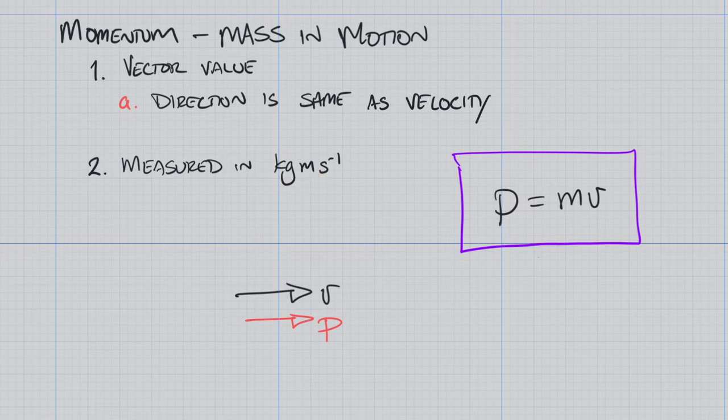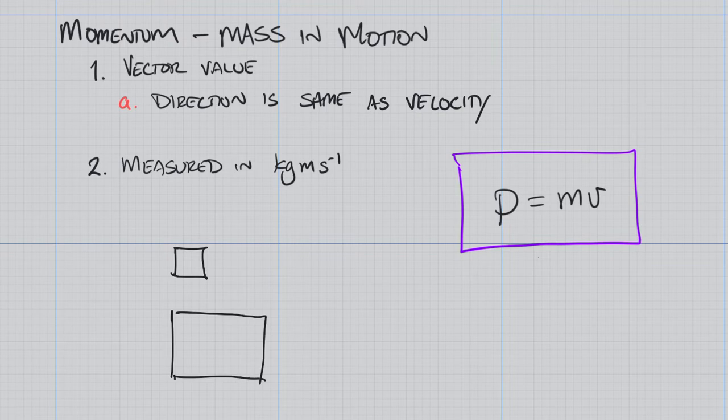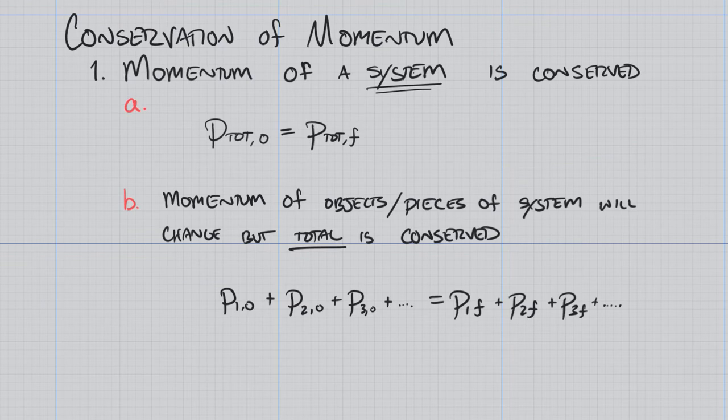Momentum does give us the idea that you don't have to be big to have a large momentum, or you don't have to be moving fast to have a large momentum. We can have two different objects of two different sizes, with one having a much bigger velocity than the other, and these two could have the same momentum. So the momentum of object 1 could equal the momentum of object 2, just based upon how we find momentum, mass times velocity. A big mass and a low velocity can have the same momentum as a small mass and a large velocity.